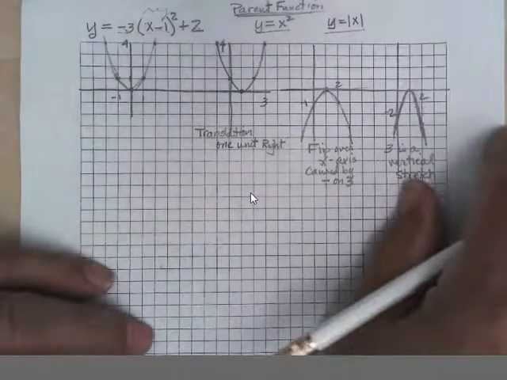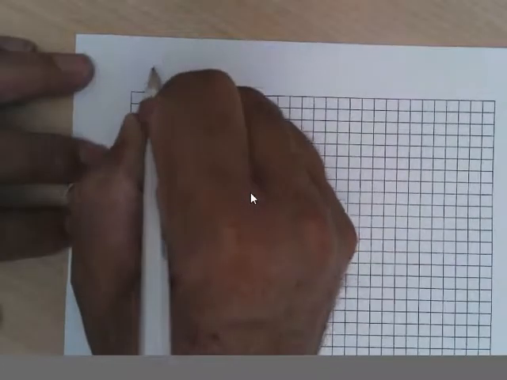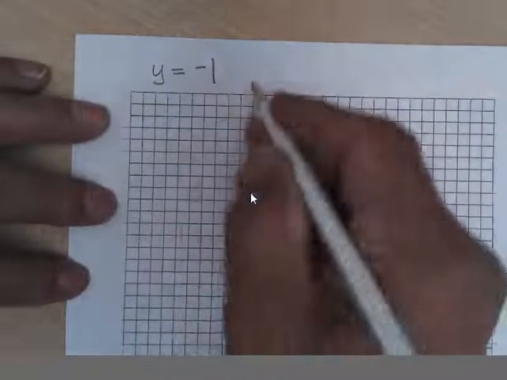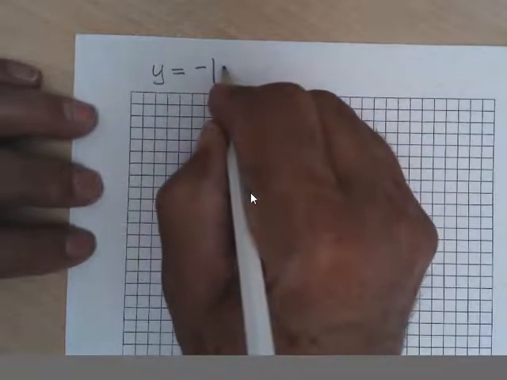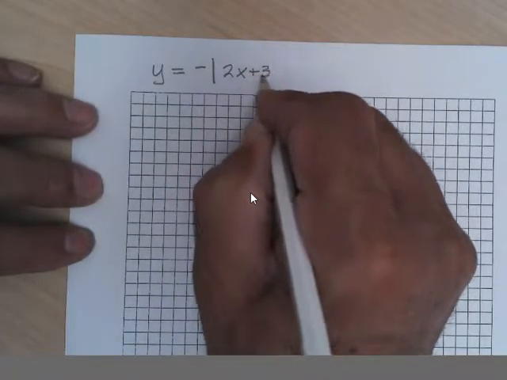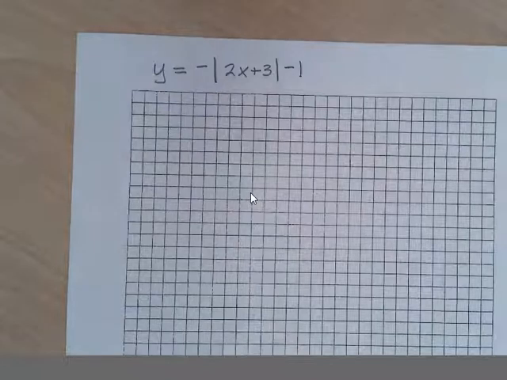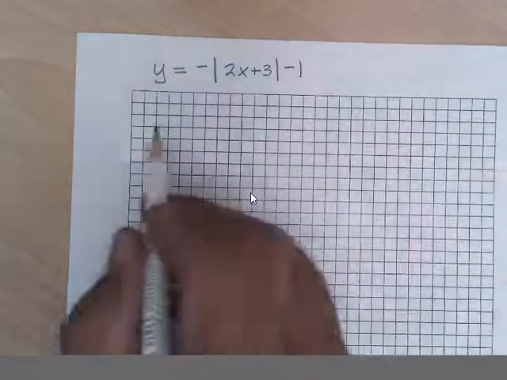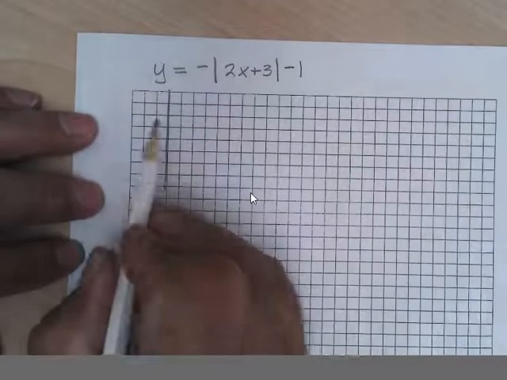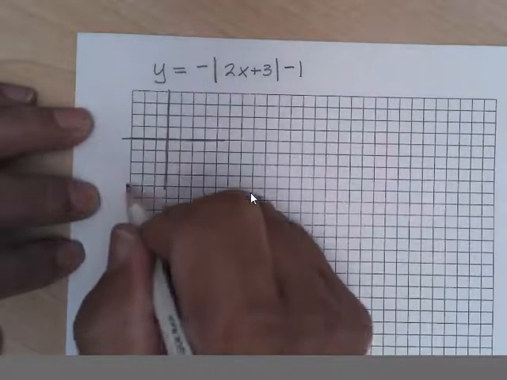Okay. Let's do an absolute value one. So let's say we had y equals negative absolute value of 2x plus 3, minus 1. So this parent function is the absolute value function. And what does it look like? So I'm doing first the parent.